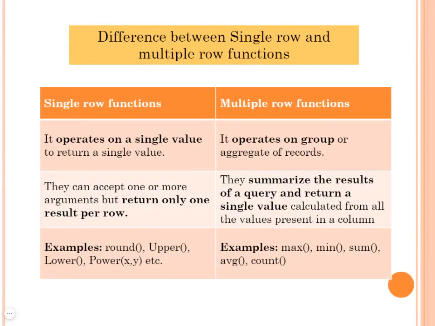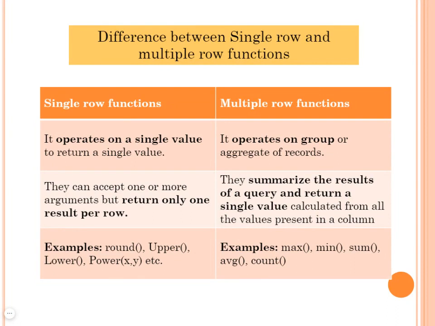This is the difference between single row and multi-row functions. You know, multi-row functions are also known as aggregate functions. Single row functions always operate on a single value, whereas multi-row functions operate on a group of values. Single row functions return only one result per row, means each record has one result. The examples are round function, upper function, lower function, power function, and there are so many functions like substring function, ABS function. Clear?